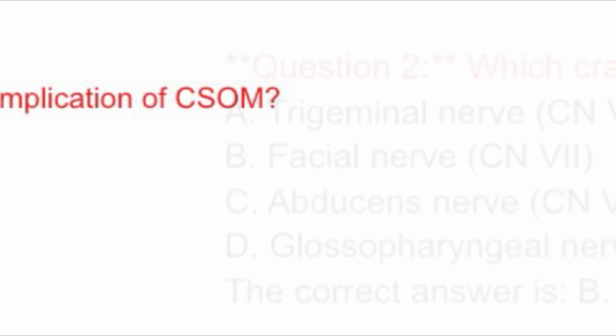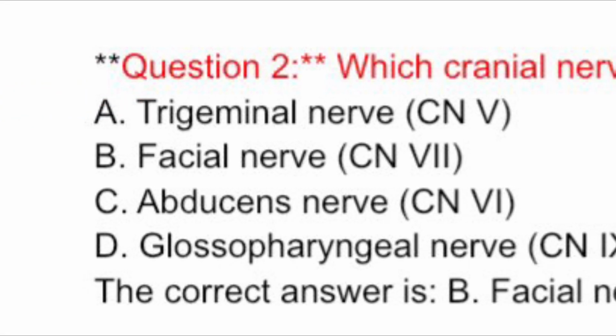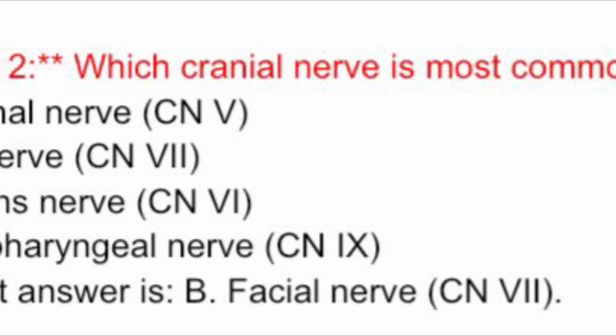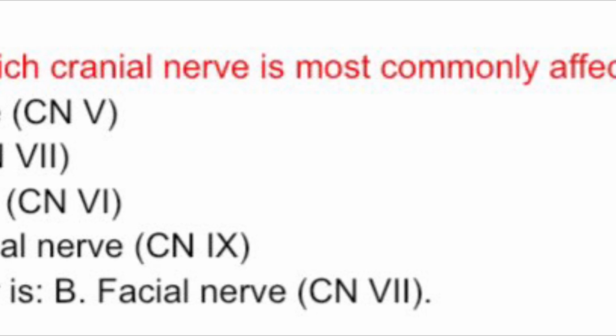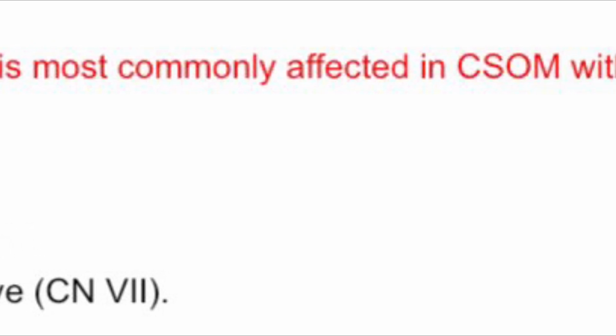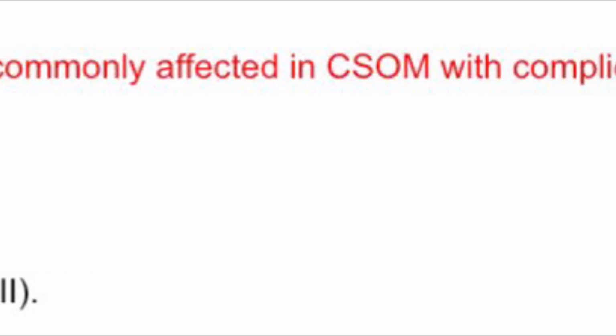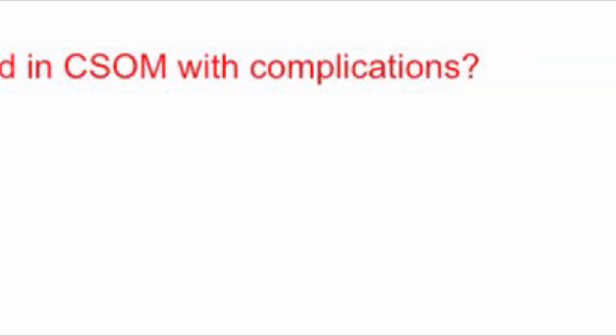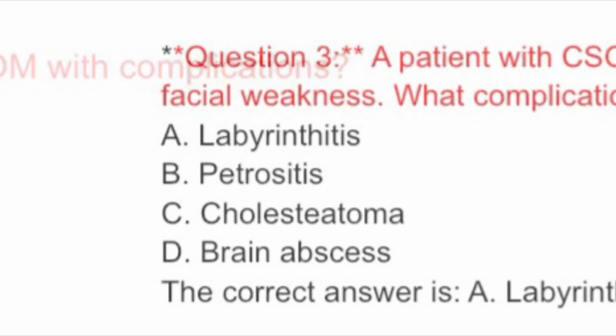Mastoiditis. Question 2. Which cranial nerve is most commonly affected in CSOM with complications? A. Trigeminal nerve, CN5. B. Facial nerve, CN7. C. Abducens nerve, CN6. D. Glossopharyngeal nerve, CN9. The correct answer is B. Facial nerve, CN7.